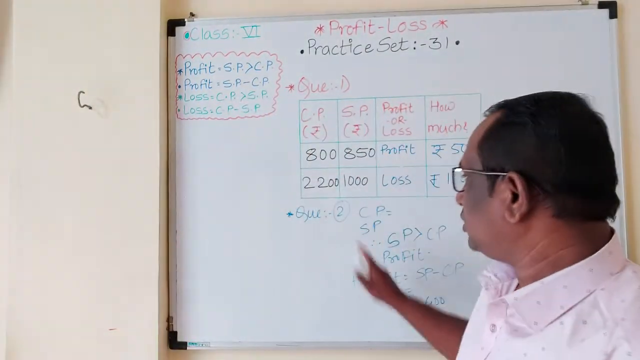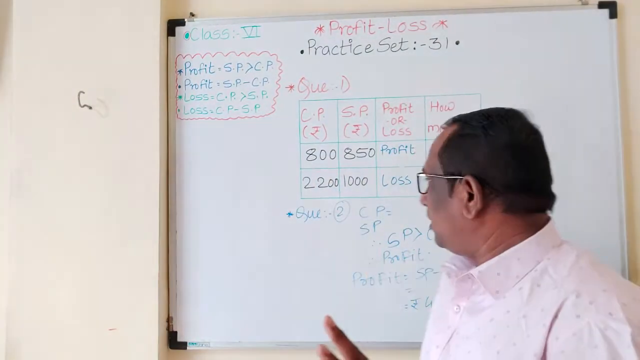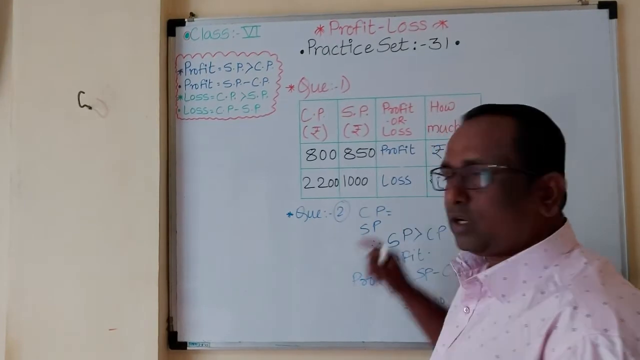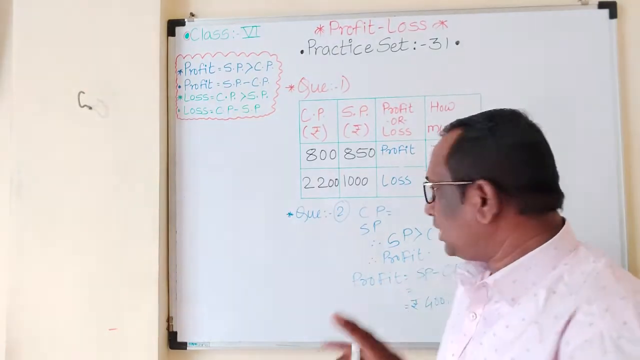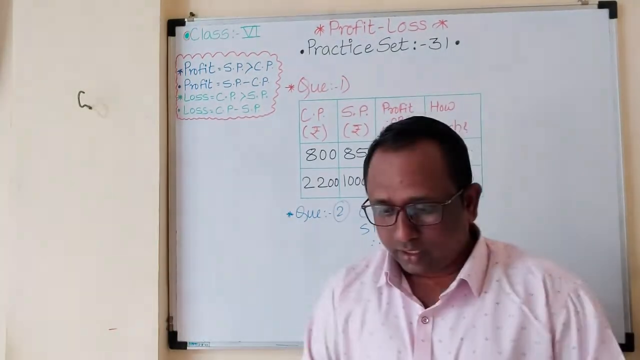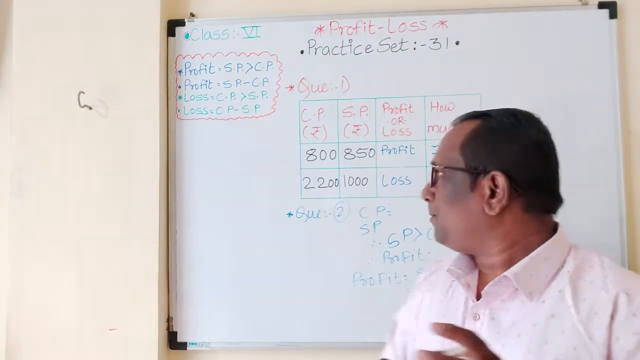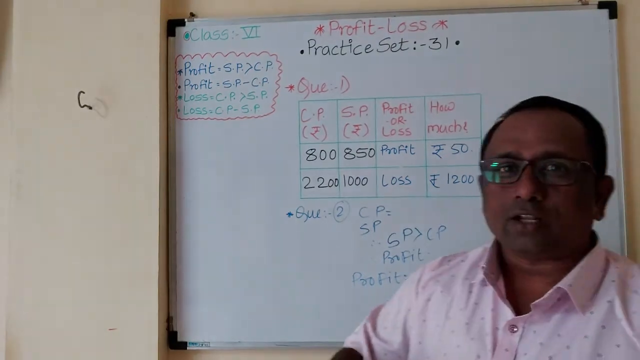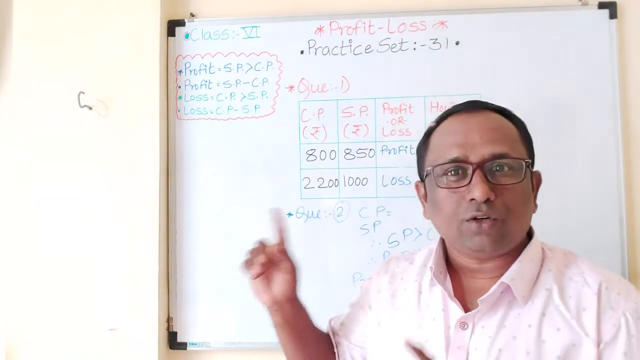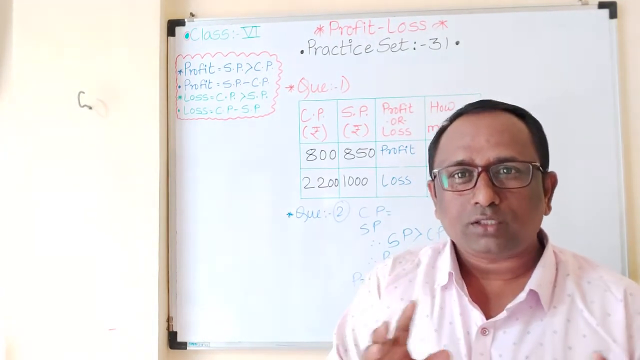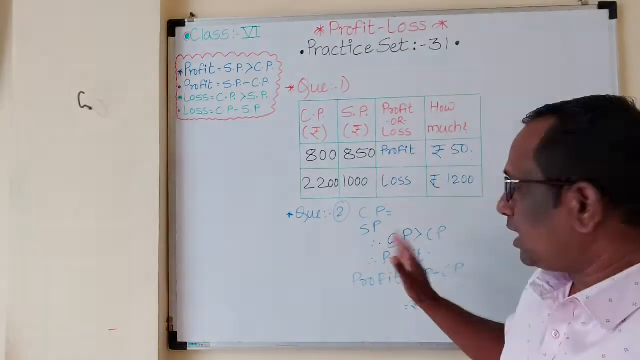Like this you have to solve question number 2, 3, 4. In these 3 examples, students, first write the given things, whatever the cost price or selling price is given. Then you have to decide whether there is profit or loss, according to whether the selling price or the cost price is greater, and then use the formula and solve. These are simple examples, but these are word problems, that's why we have to write the given things.